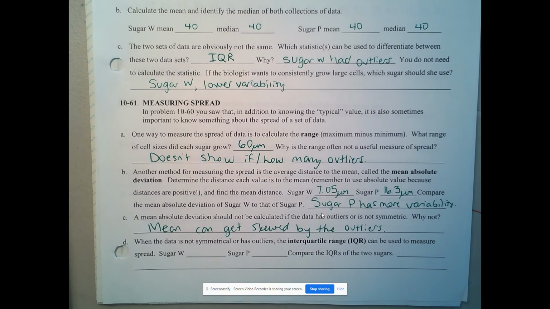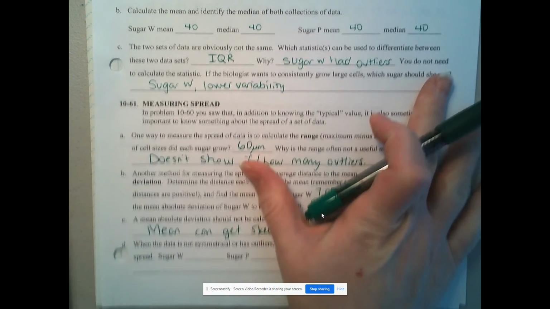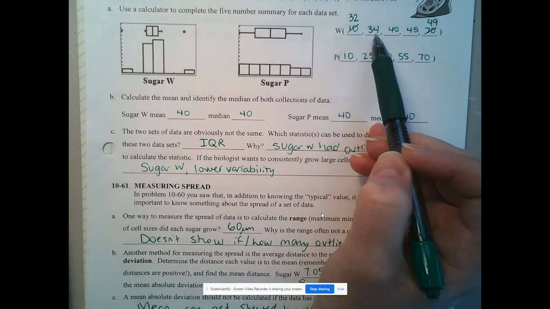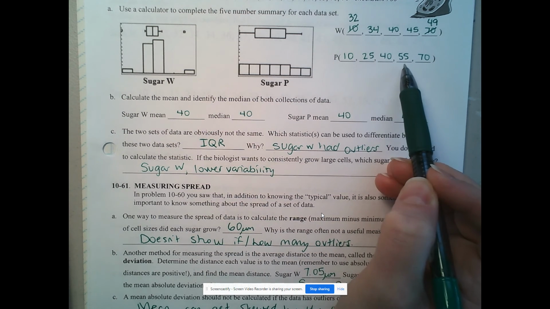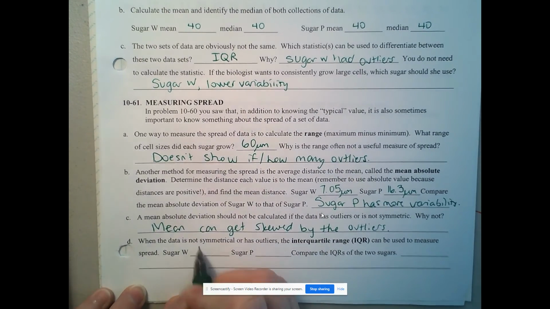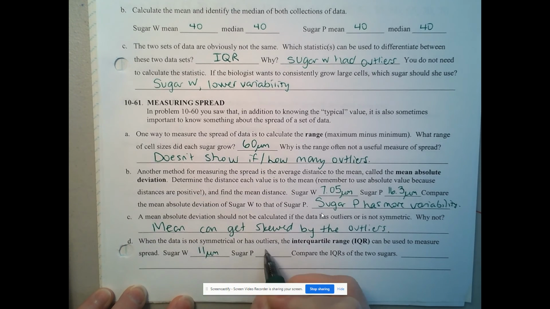When the data is not symmetrical or has outliers, the IQR can be used to measure the spread more accurately. So if we look back at the original 5-number summary, 45 minus 34, the IQR for sugar W is only 11, and the IQR for sugar P, 55 take away 25, is 30. So sugar W, 11 micrometers, and sugar P, 30 micrometers.